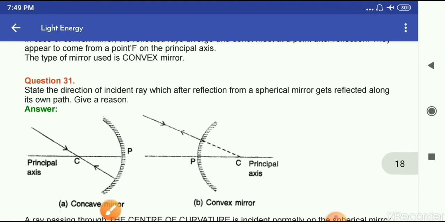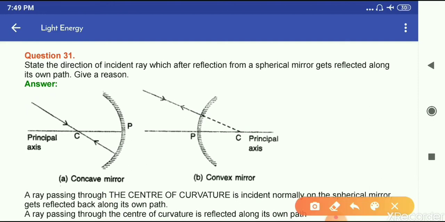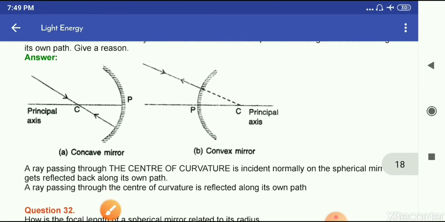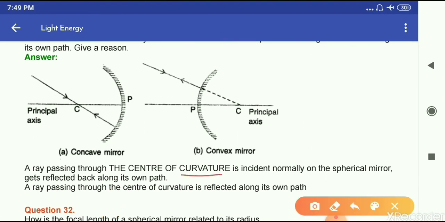Question number 31. State the direction of the incident ray which after reflection from a spherical mirror gets reflected along its own path, and give a reason. So this is a diagram that you have to draw. A ray passing through the center of curvature is incident normally on the spherical mirror, and gets reflected back along its own path. As you can see here, a ray passing through the center of curvature is reflected along its own path in case of a convex mirror also.